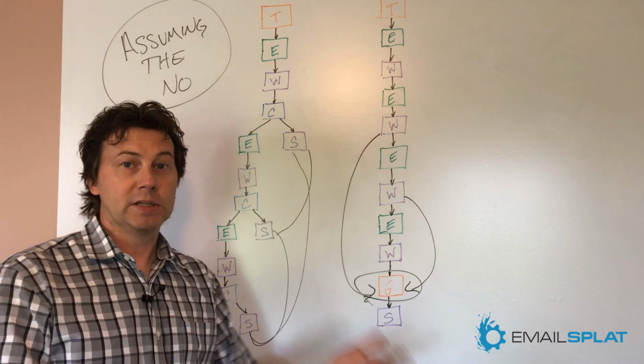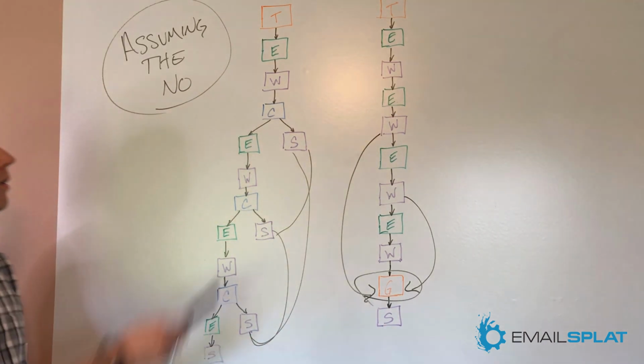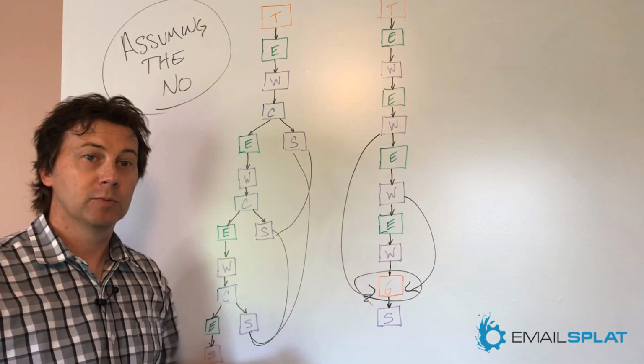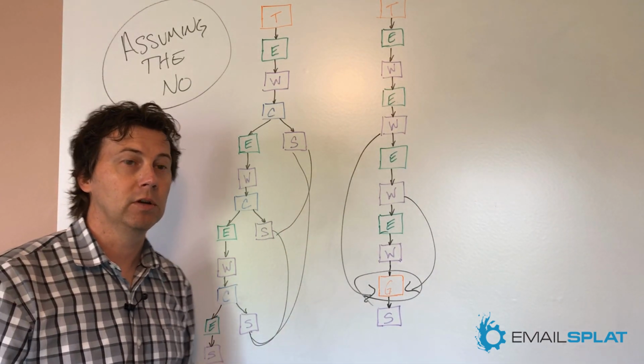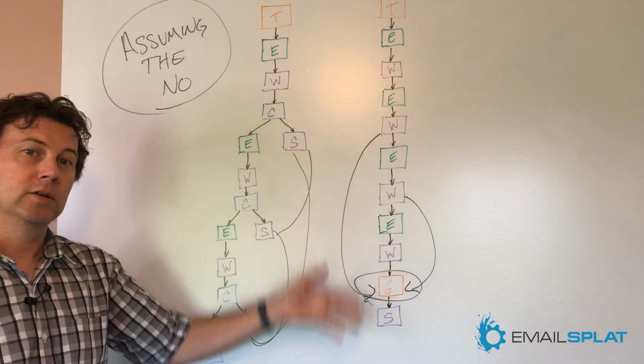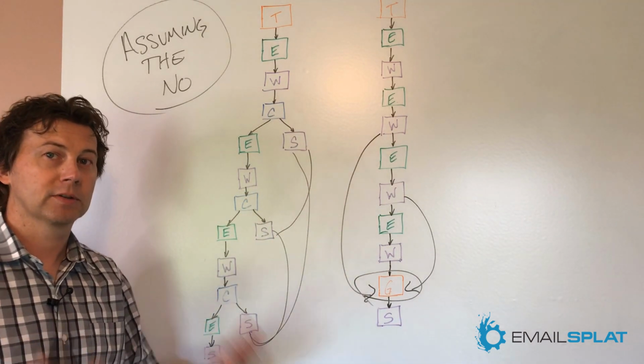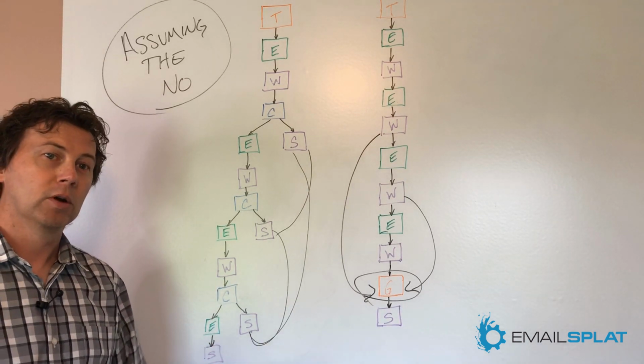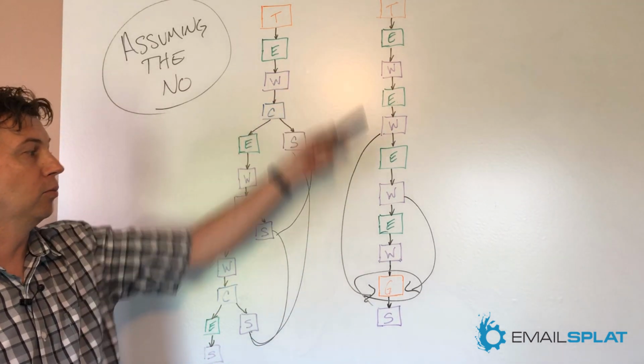So that is my tip for today: assume the no. Always assume the no. I do this not only in campaigns, but just when I'm thinking about systems in general. What happens next if they don't take the action I want them to take? I know it's counterintuitive. We want them to take action, but if they don't, what do we do next? And that's what I always assume when I'm building campaigns.